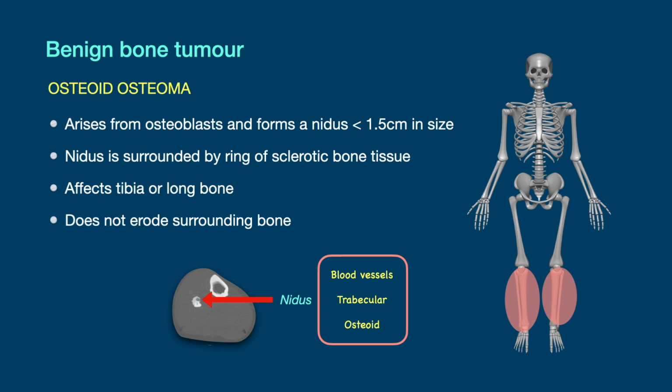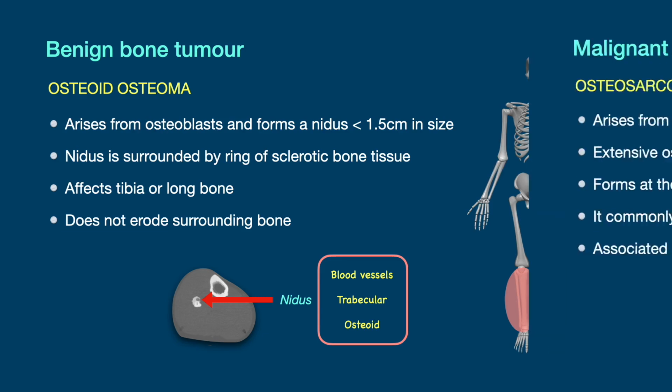Next would be osteoid osteoma. This type of tumor arises from osteoblasts and forms a nidus which is less than 1.5 centimeters in size. A nidus is a disorganized mix of small blood vessels, trabeculae, and unmineralized bone tissue called osteoid. The nidus is surrounded by a ring of sclerotic bone tissue. This type of tumor affects the tibia or long bones and does not erode the surrounding bone.